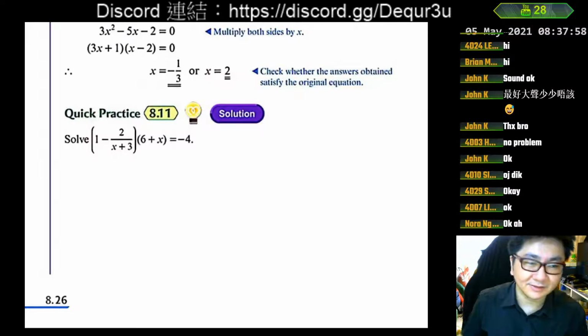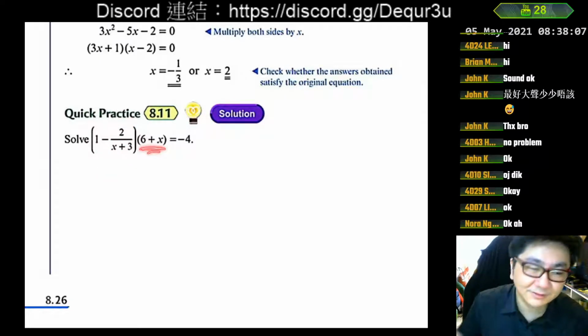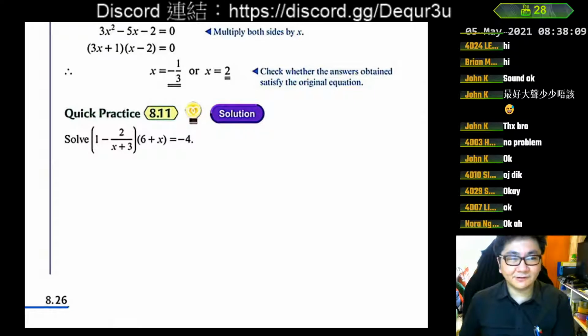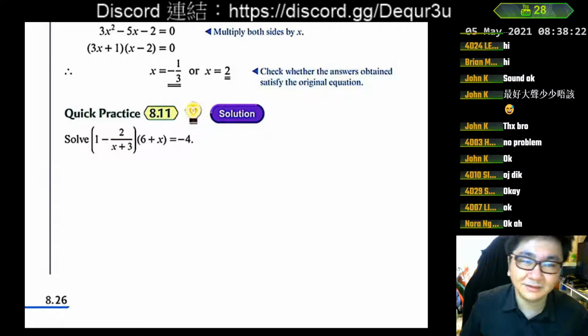So quick practice. This one, you see the equation with some fractions. There is the upper part, lower part, and also some simple multiplication. To handle this, we first look at the inside. This inside is 1 minus something, and then there is a denominator. We always don't want to see the denominator in an equation. Whenever there is a denominator, we always try to remove it using different ways.